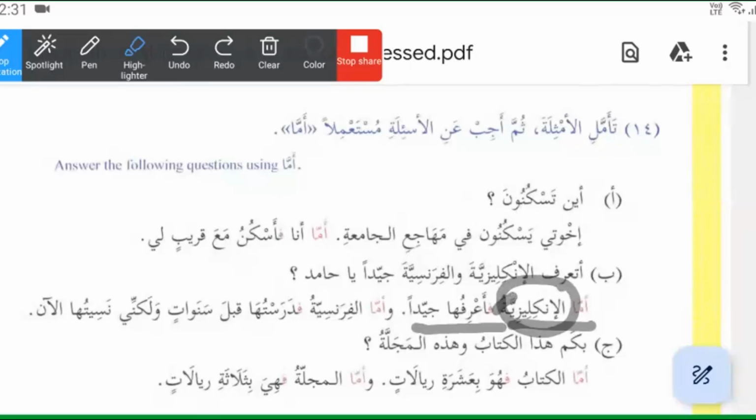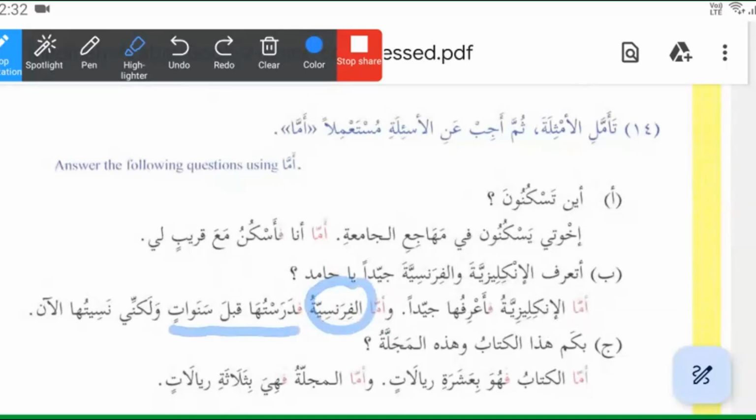Wa amma firinsiyatu, as far as the French language, fa darastuha qabla sanawatin walakinni nasituha alan. وَأَمَّا الْفِرَنْسِيَةُ, as far as the French language is concerned. Now see, this is the mubtada, the place from where we are starting the sentence. Mubtada is the subject, and the khabar is fi jumla fi'liya. Darastuha, I studied it. Qabla sanawatin, few years ago.